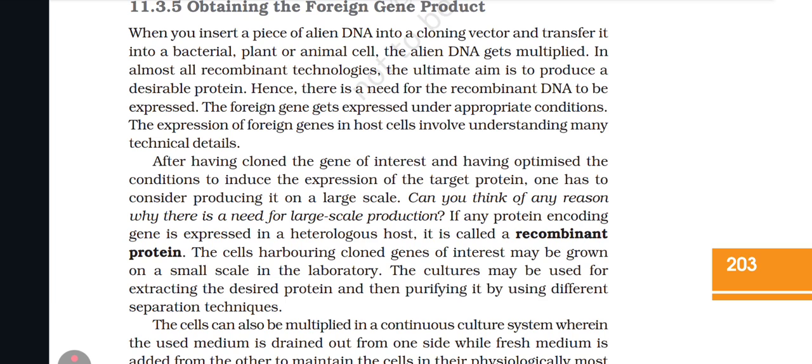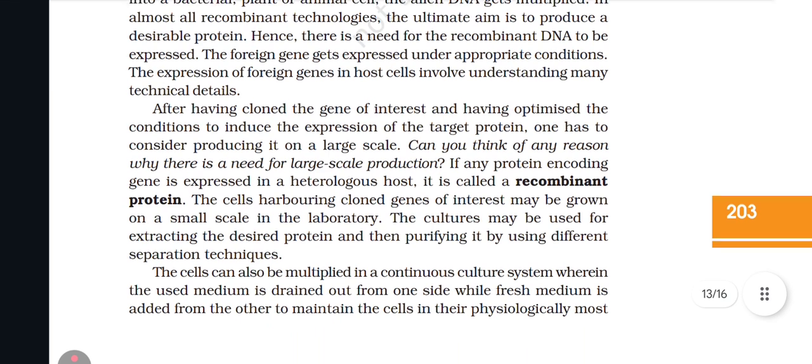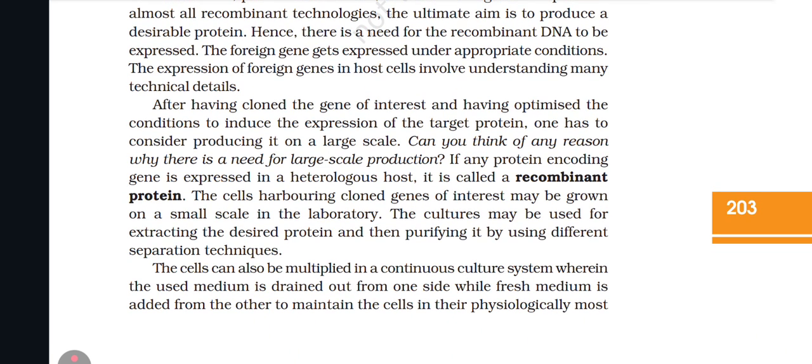If any protein encoding gene is expressed in a heterologous host, it is called a recombinant protein. The cells harboring cloned gene of interest may be grown on a small scale in laboratory.